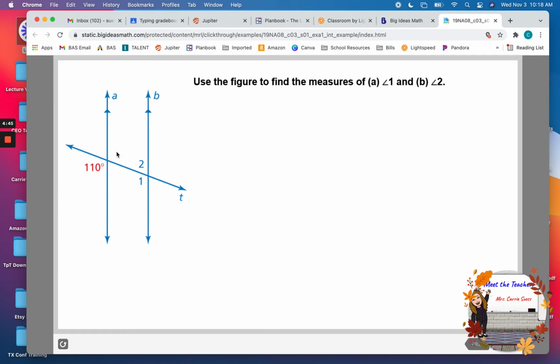Yes, we do. Which ones? Well, that's the name of the lines. We're looking at the angles. Sydney? The 110 degrees and the number 1. The number 1 and the 110 degrees. See the location of those on here?